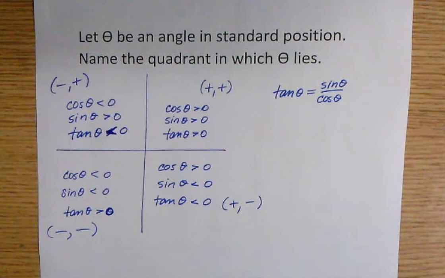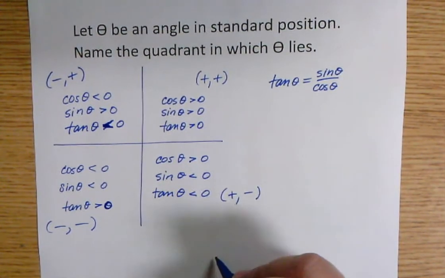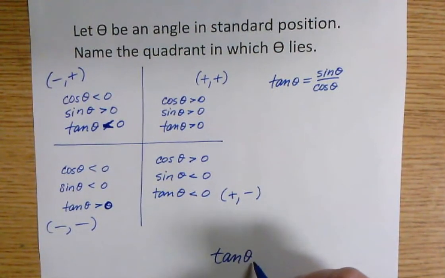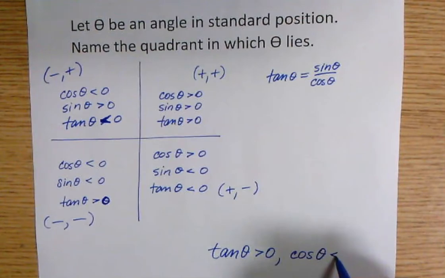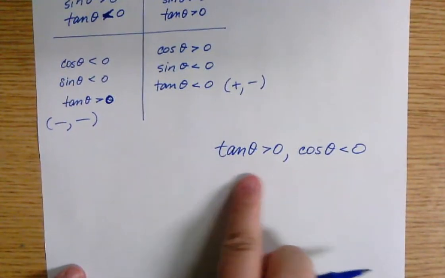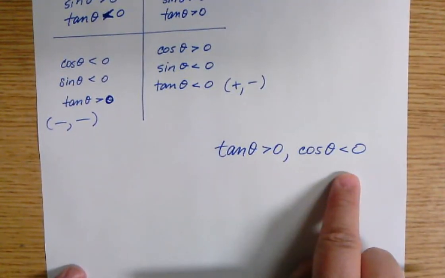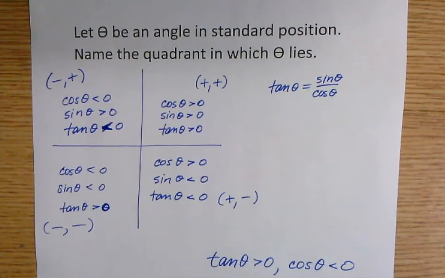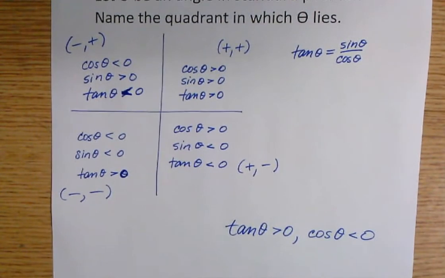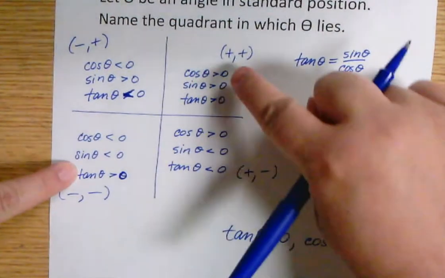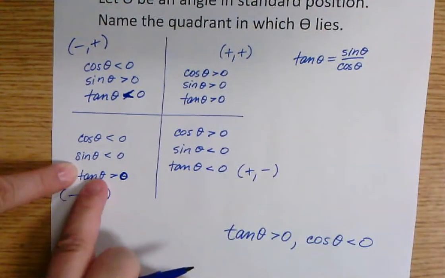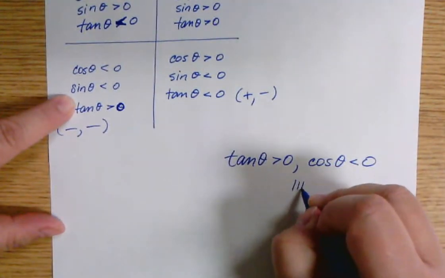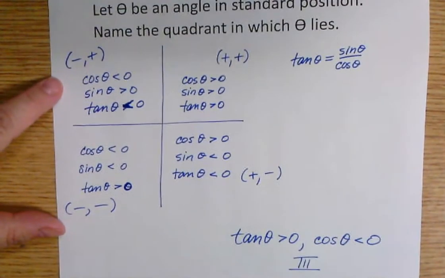So what you're going to be told, questions like this very often will say something like, that's what you're given. And you're supposed to name the quadrant in which theta lies. Okay, so I need to go to a quadrant where tan is positive. That would be 1 or 3. And the cosine is negative. Well, it's positive right here. So that's quadrant 3.